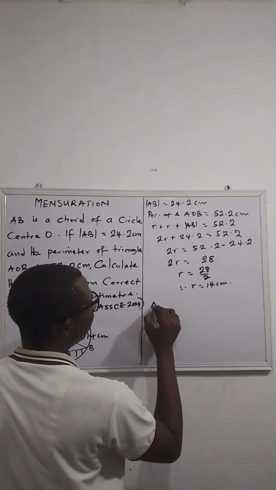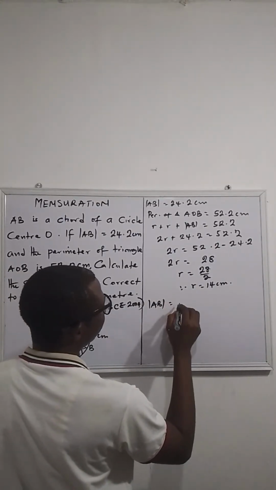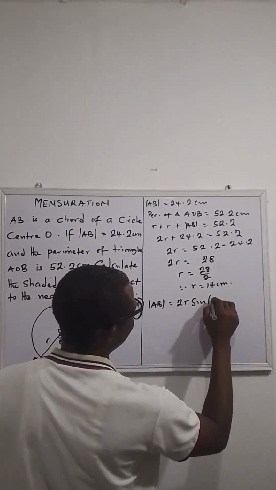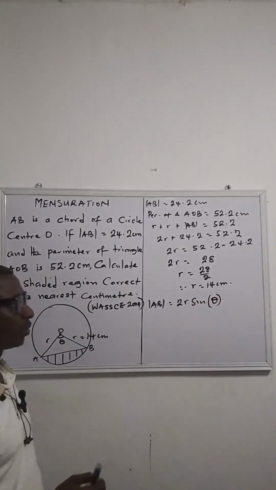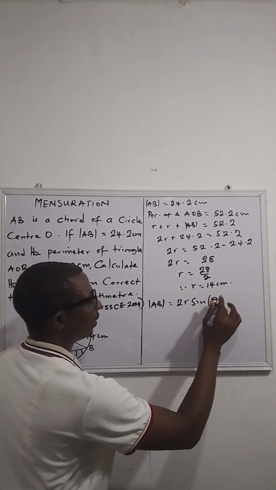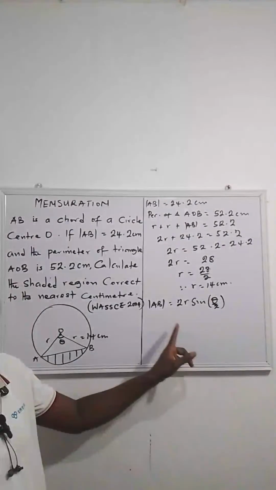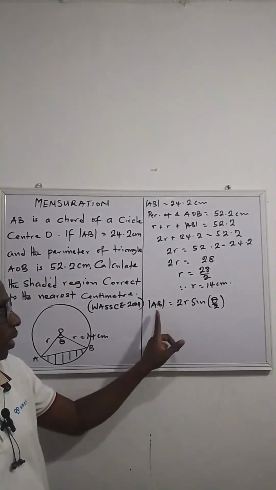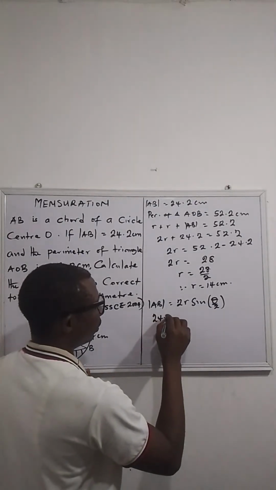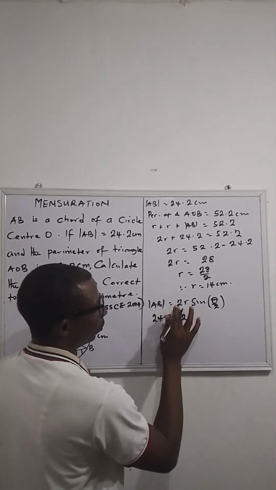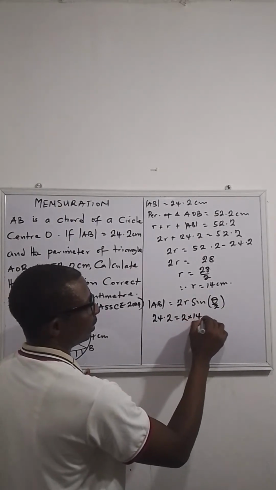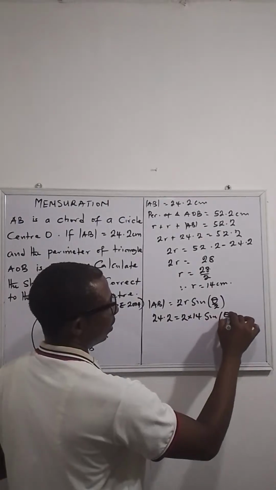We have AB equals 2r sine theta over 2. Sorry, this is the formula for finding the length of a chord. All right, so the length of the chord has been given to be 24.2. Now 2 times r. What is r? We have gotten that it is 14, sine theta over 2.